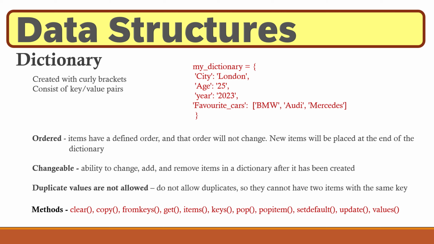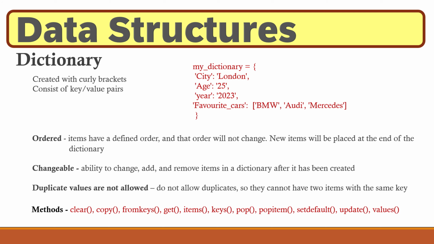Keys returns the keys within the dictionary. Pop removes the specified item from the dictionary. Popitem removes the last key value pair. Setdefault returns the value of the specified key. Then the second to last one is update. With update you can add a specified key value pair to the dictionary. So you add a key value pair to the existing dictionary. And then the last one, values. Values returns all of the values in the dictionary.